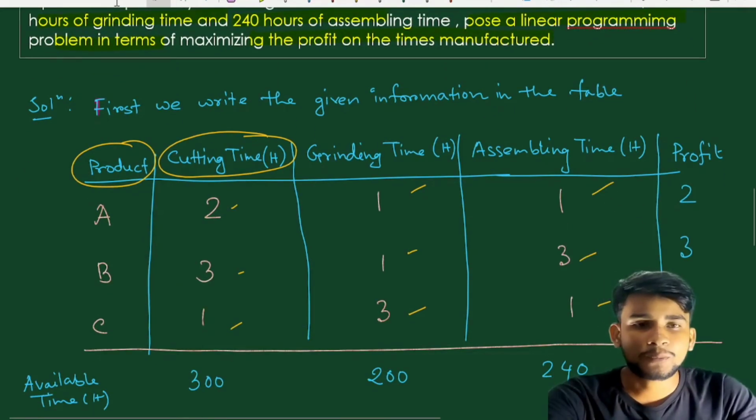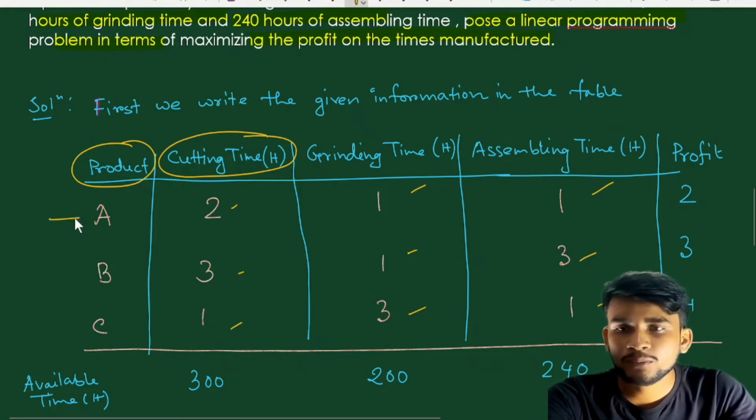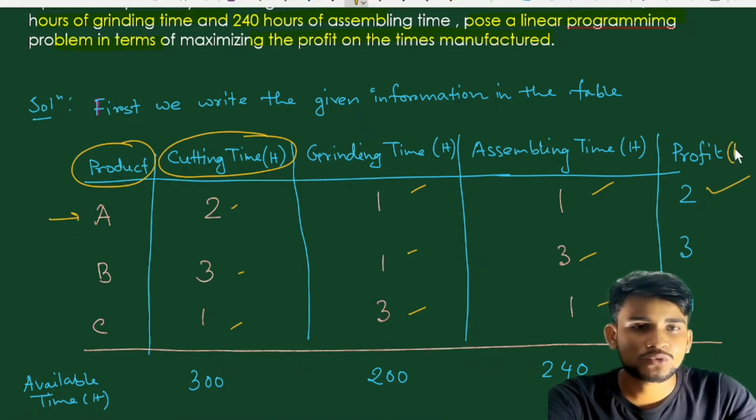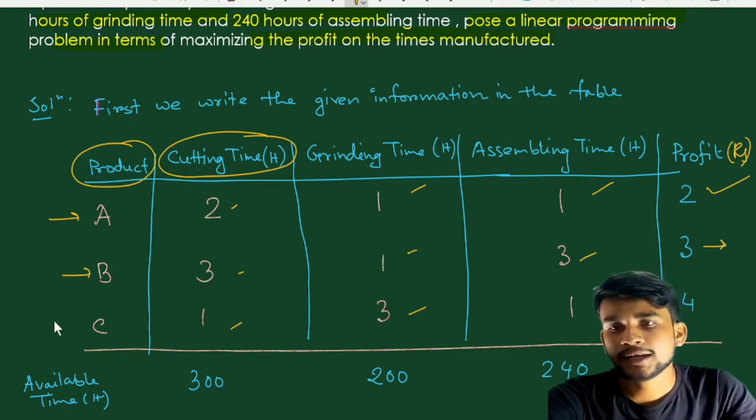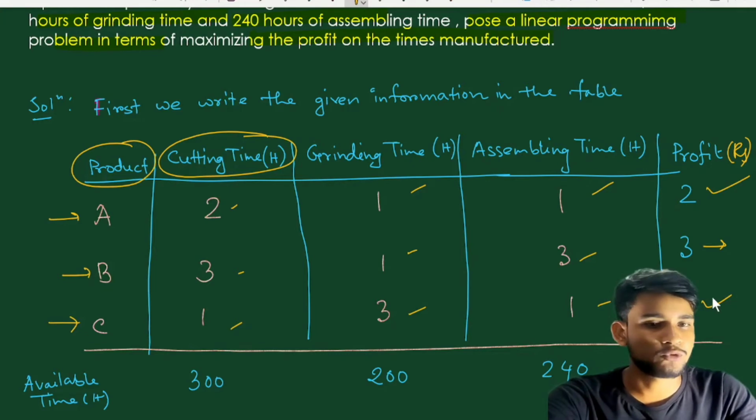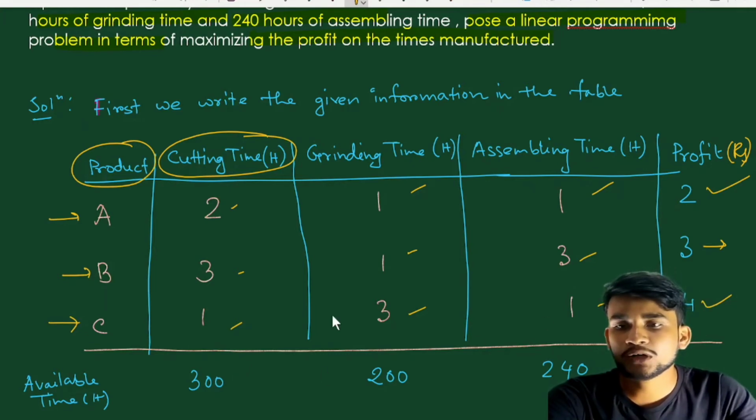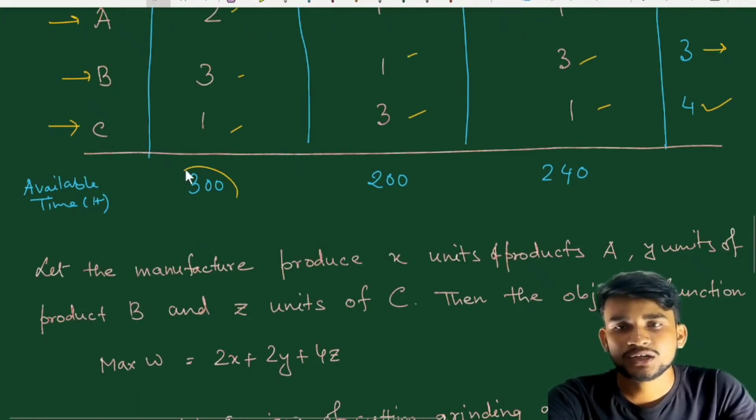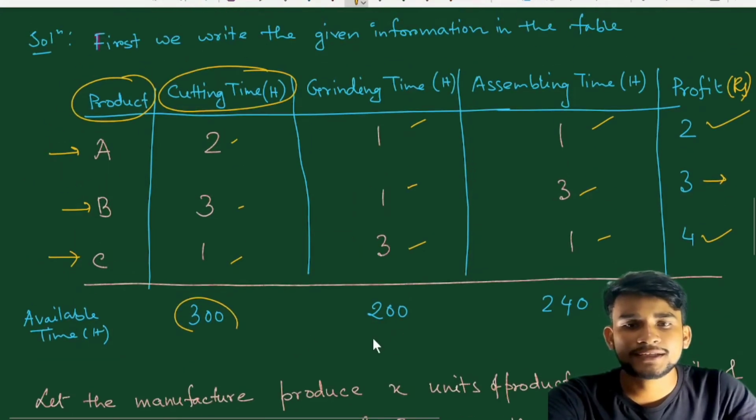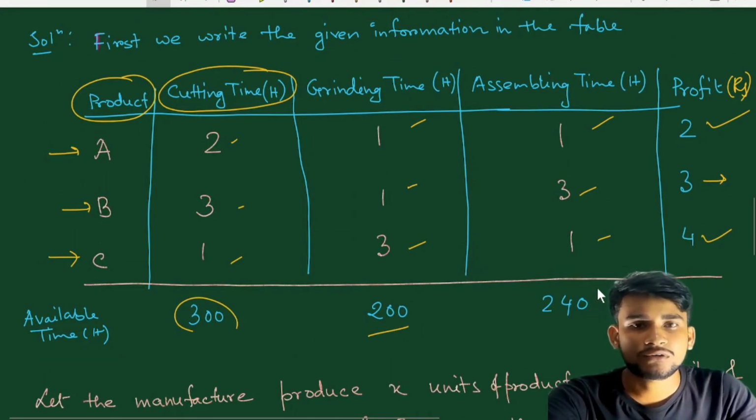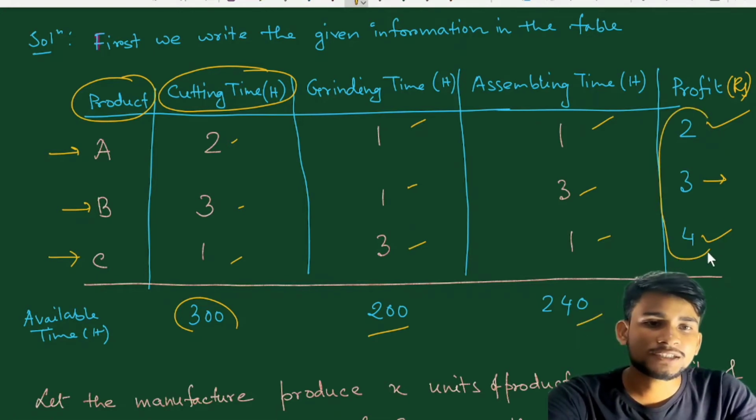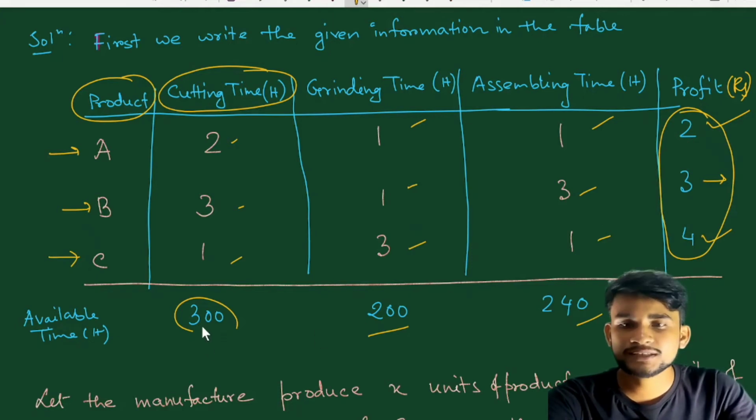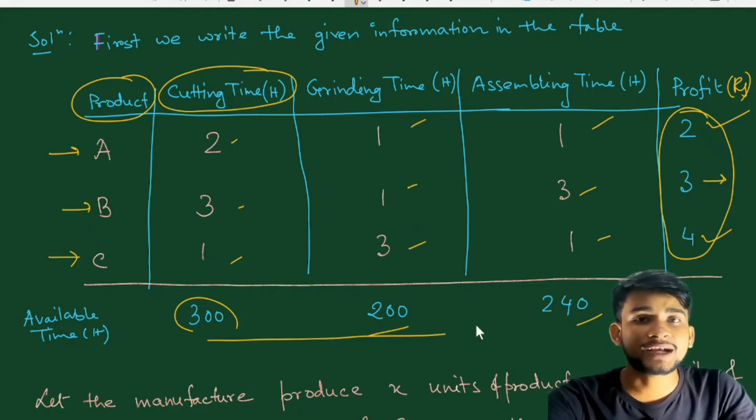Now the profit from 1 unit of A is rupees 2, for 1 unit of B the profit is 3, and for 1 unit of C the profit is rupees 4. The total available time for cutting is 300 hours, for grinding it is 200 hours, and for assembling it is 240 hours. So we have to maximize the profit within these available times.